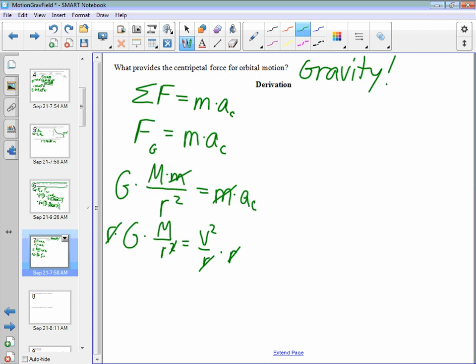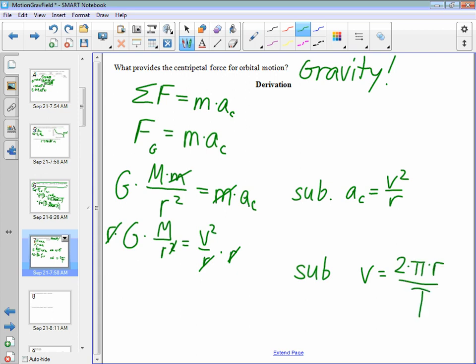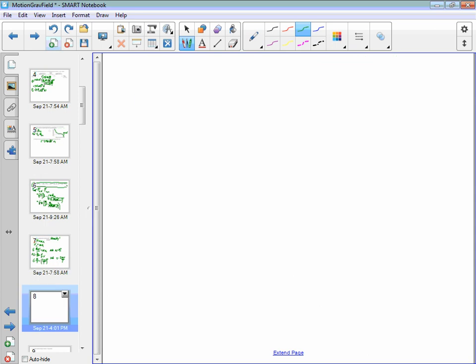We also know that up here we said the centripetal acceleration is equal to v squared over r. I'll write that here as the steps that you see it. We also are going to substitute here for v. We know that v is equal to 2 times pi times r all over the period big T. So we'll substitute that in, and we have big G times big M over r is equal to the square of the quantity 2 pi r divided by big T. So in this derivation, we have this.